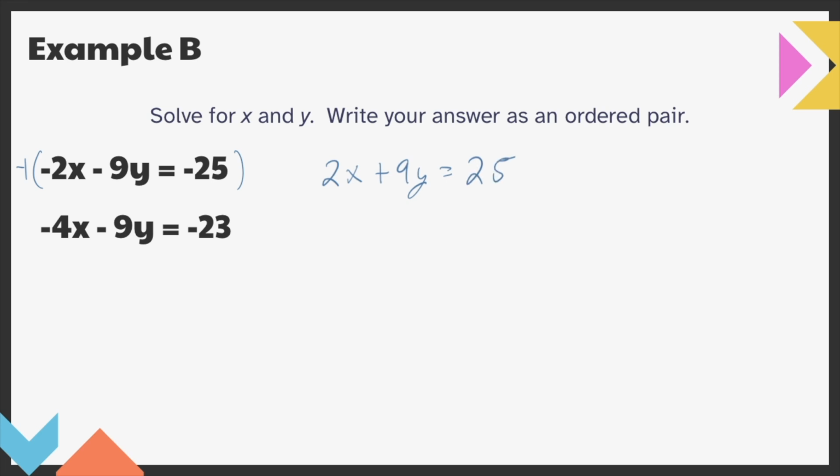All right, so now I'm going to bring over my other equation I didn't do anything with, so negative 4x minus 9y is equal to negative 23.